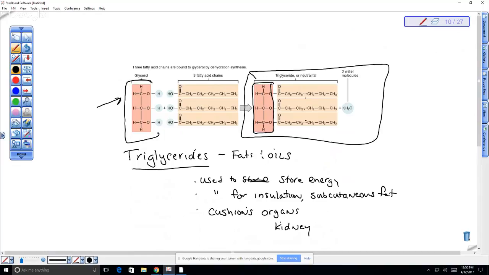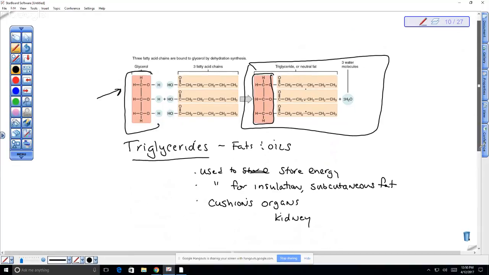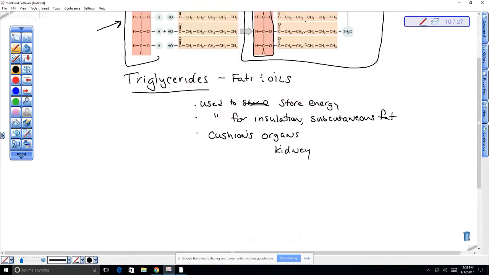And then sometimes we can get what is called visceral fat, right? So this would cushion organs, but it would be visceral fat. So viscera is organs, right? But this is in the body cavity. So this is the beer belly, right?